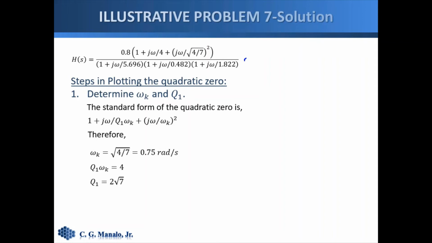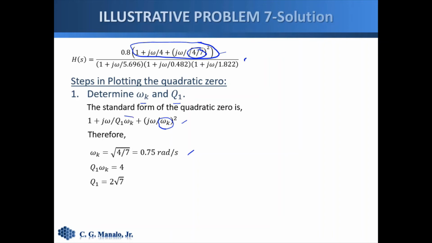So first, let us plot the quadratic zero. So this is the quadratic zero. So to plot the quadratic zero, we need to identify omega k and q sub 1. So take note that the standard form of the quadratic zero looks like this. So to get omega k, we compare it here. So this must be omega k. Okay, so that is the value of omega k.